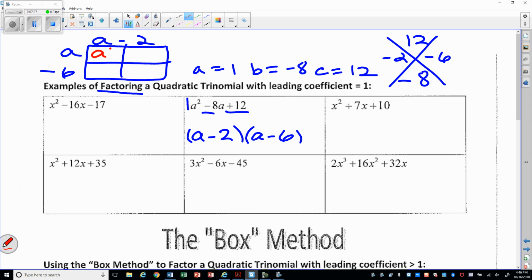A times a is a squared, because 1 plus 1 is 2. Then this would be negative 2a, and a times negative 6 is negative 6a. A negative times a negative is positive 12. So notice that gives me a squared, check. If I combine negative 6 and negative 2, that's negative 8, and then I have a positive 12. So if I FOIL these two factors, I get this product.